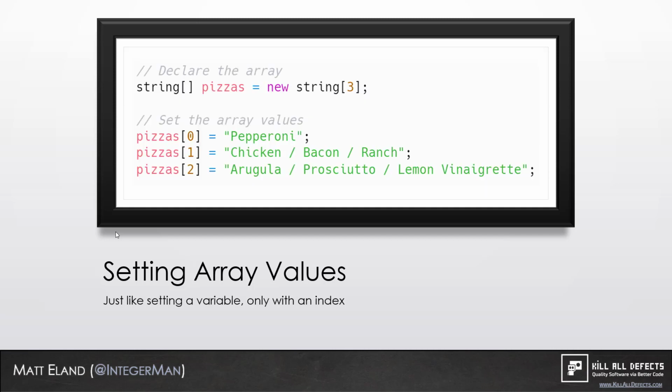All right, setting pizzas, very similar. So here we're declaring the same type of an array, and this is really how we initialize this array we just looked at. So here we're saying pizzas index 0 is going to be pepperoni. Pizzas index 1 is going to be chicken bacon ranch. Pizzas index 2 is going to be arugula, prosciutto, and lemon vinaigrette. And again, we're doing 0 hops, 1 hop, and 2 hops, just to determine which bucket or which element in that array is going to store that value. So this is just like we're assigning to a normal variable, only the variable is really like a sub-address on that. So it's just which element in that array we're looking at.